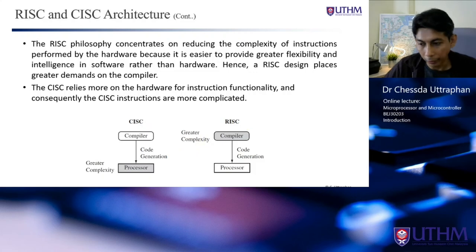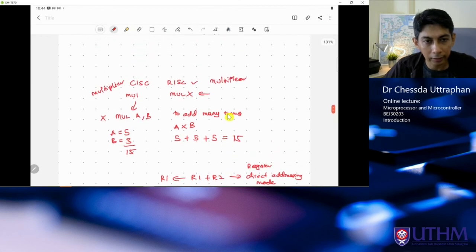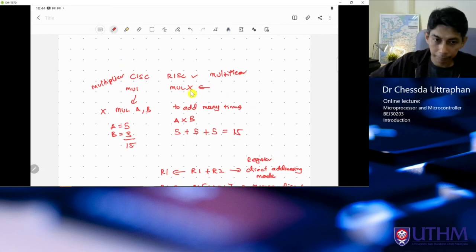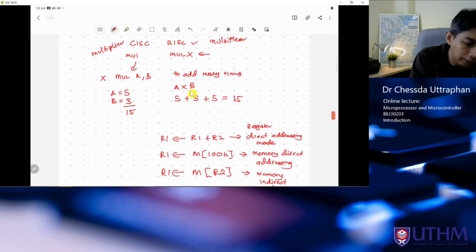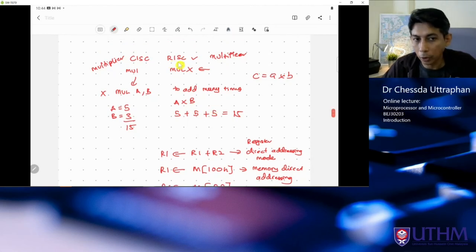Because again, we need to have a compiler that is able to do this. For example, the RISC microprocessor doesn't have a multiplier, all right? So we can write the program using C programming, for example, right? We can write an equation like C equal to A multiply B. We can write like this, and we can still program the RISC microprocessor that doesn't have the multiplier.